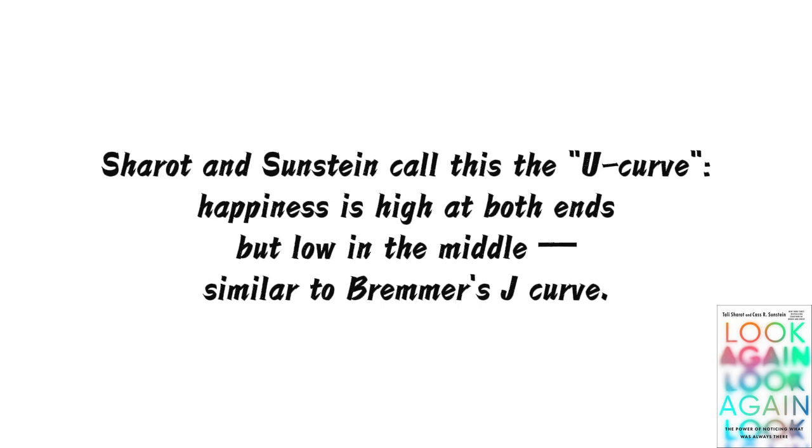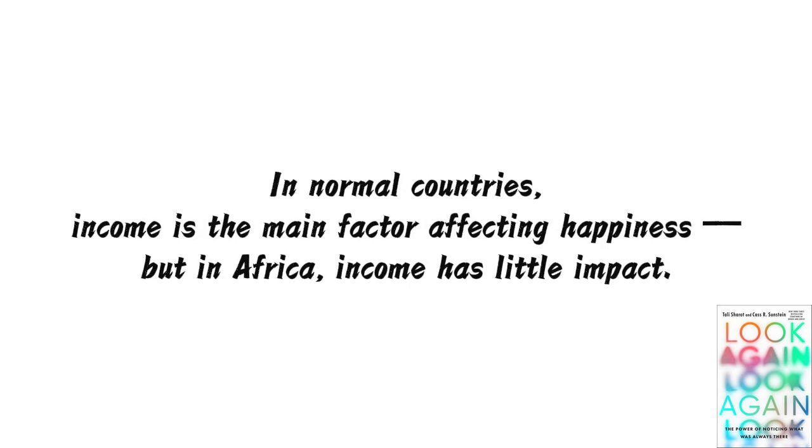Sharot and Sunstein call this the U-curve. Happiness is high at both ends but low in the middle. Similar to Bremmer's J-curve. There are many such examples. In normal countries, income is the main factor affecting happiness.